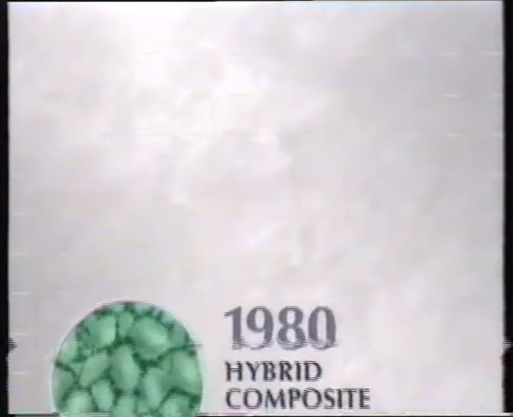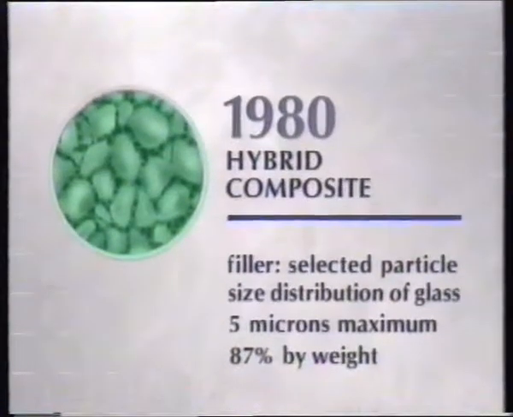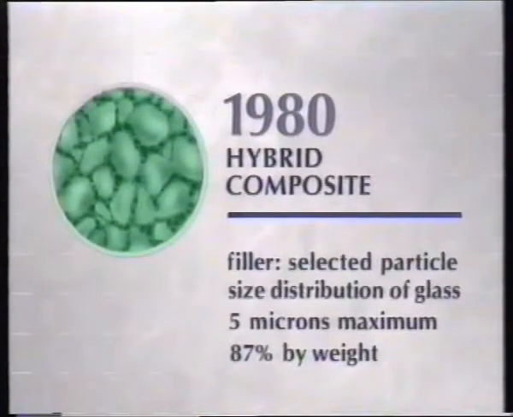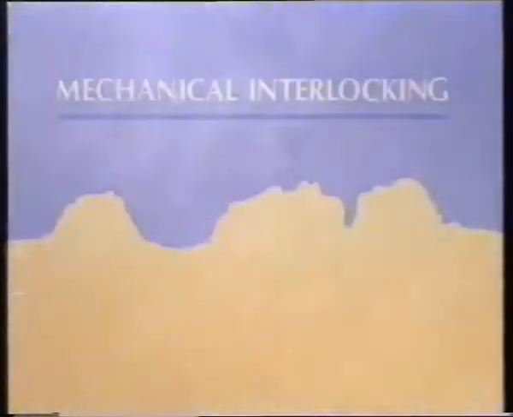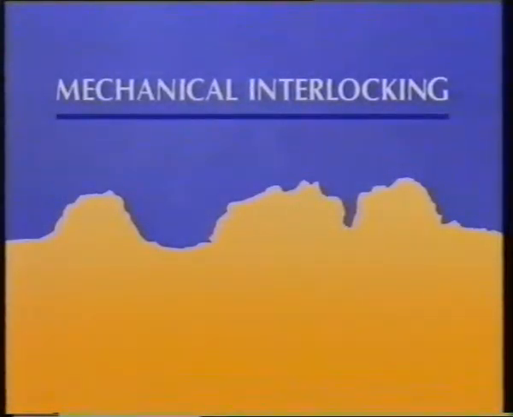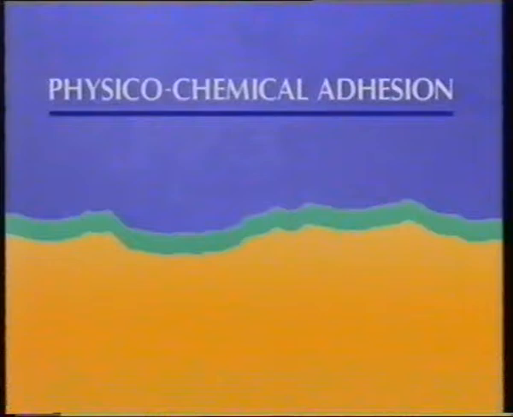The modern hybrid composites use filler particles with a maximum diameter of 5 microns, interspersed with microfillers in carefully selected particle size distributions. This can result in a filler mass of 87%, which makes these the strongest and most wear-resistant of the composites with acceptable aesthetics. Composites can therefore be readily mechanically bonded to acid-etched enamel, but such bonding cannot be achieved to dentine. So physico-chemical bonding is required.